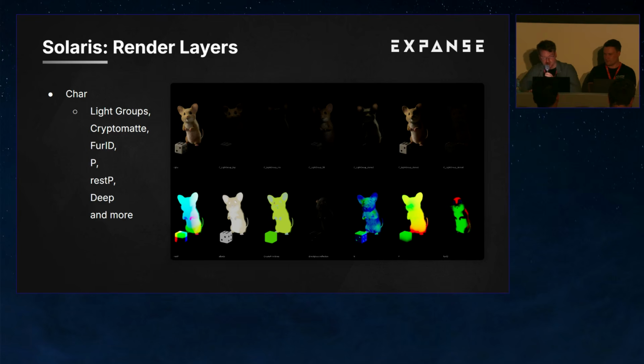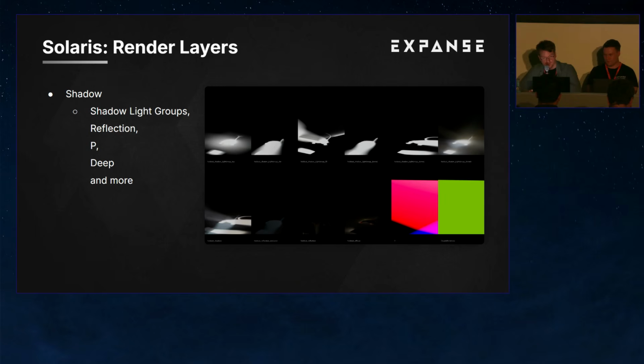Our setup for the mice move was char and shadow layer. So here you can just see our default AOVs that were used to make the compositor's job easier. Then we have the shadow layer, which mainly contains shadows.